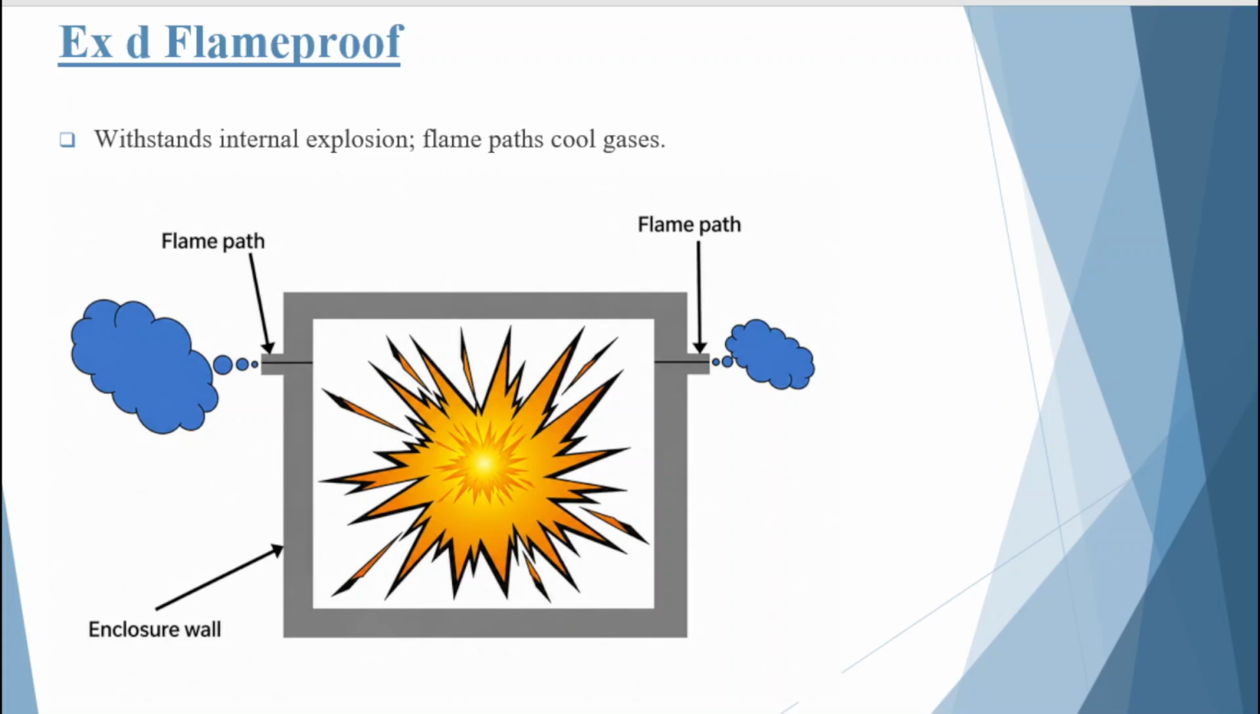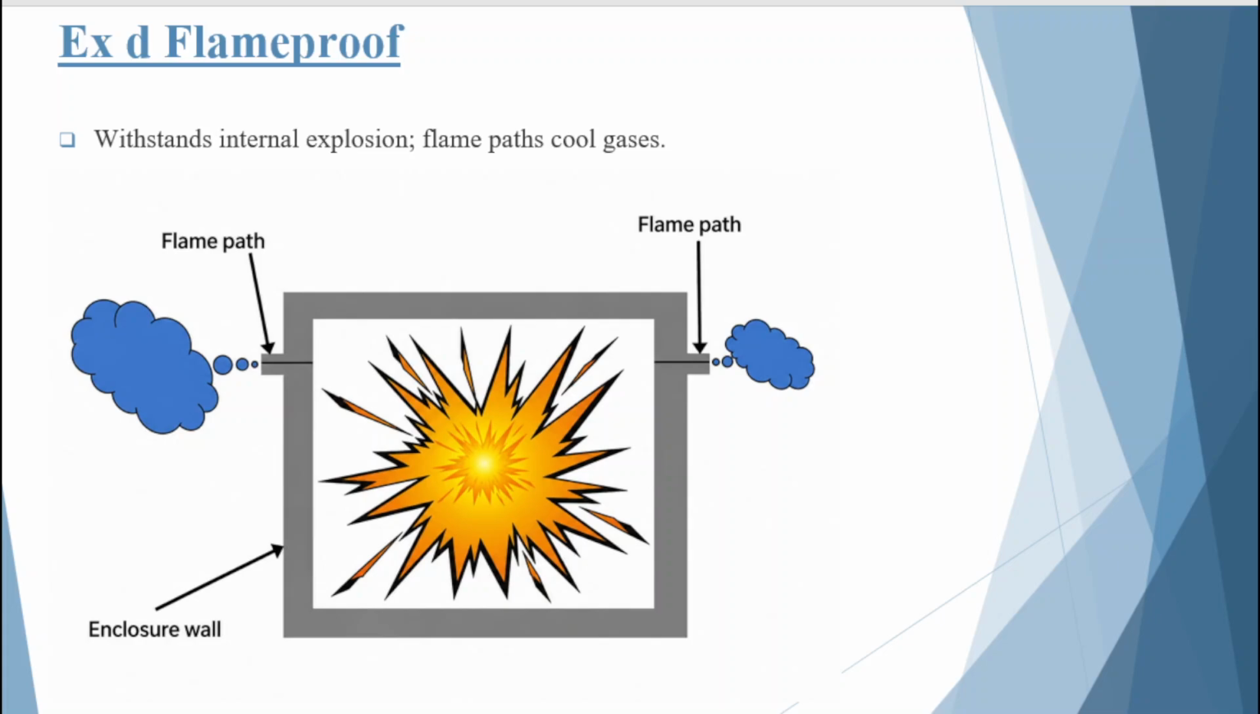Let's begin with one of the most widely used explosion protection techniques in industry, Ex d flameproof protection. The term flameproof does not mean that an explosion cannot occur inside the equipment. In fact, the equipment is designed with the assumption that an explosive mixture may enter the enclosure and be ignited. The key objective of Ex d protection is to ensure that if an internal explosion occurs, it does not ignite the hazardous atmosphere outside the enclosure.